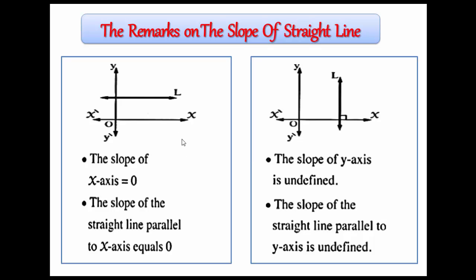Again, if a straight line is parallel to the x-axis, the slope equals 0, and if it is perpendicular to the x-axis, the slope is undefined.